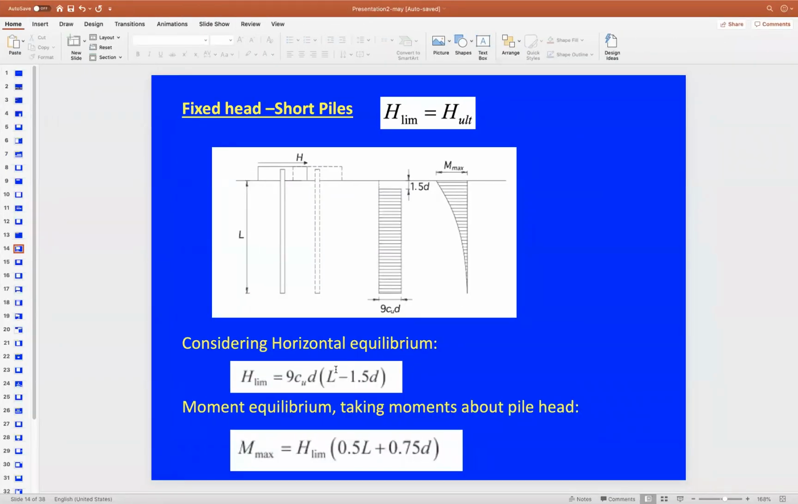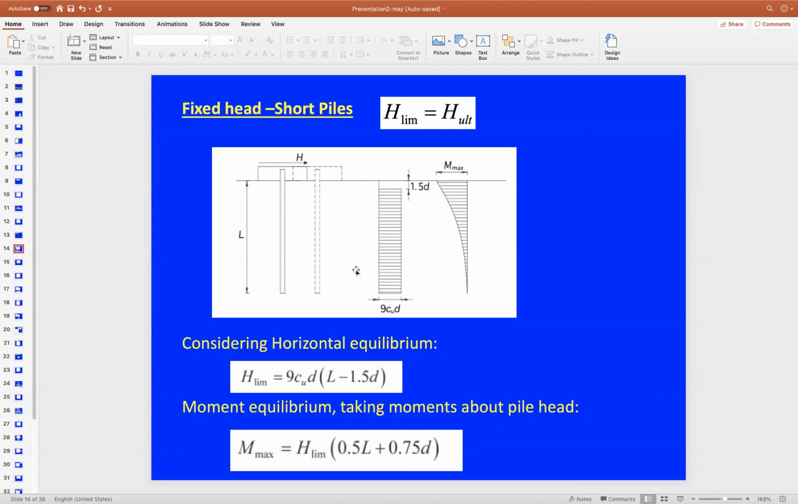This derived equation is the same as the one we derived from the static equilibrium principle directly, because we have only two horizontal forces: the H ultimate acting at the top of the pipe, and the reaction from the soil here, which is approximated as 9 CuD multiplied by this length, where this length is L minus 1.5D.